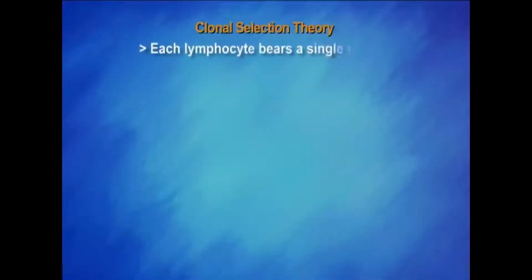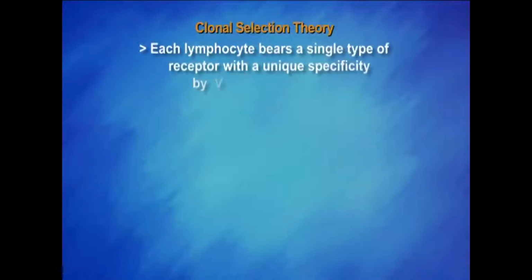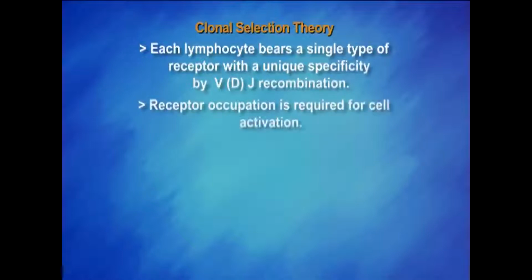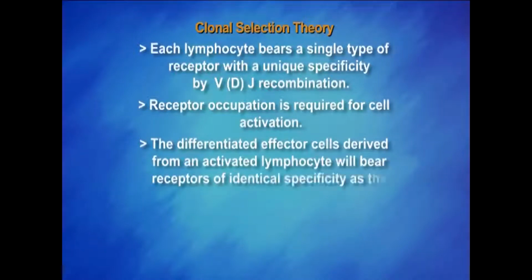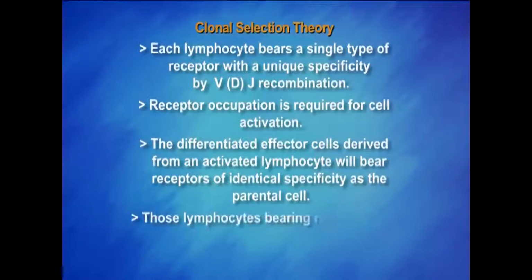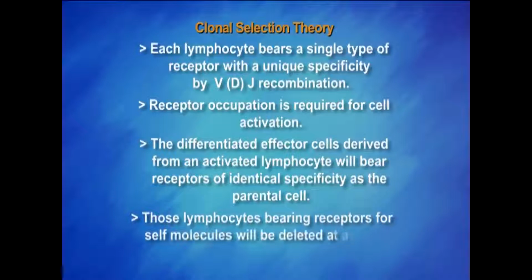And the theory goes like this: each lymphocyte bears a single type of receptor with a unique specificity. Receptor occupation is required for cell activation. The differentiated effector cells derived from an activated lymphocyte will carry a receptor of identical specificity, and lymphocytes bearing self-reactive receptors will be deleted at an early stage. So this is basically the theory.